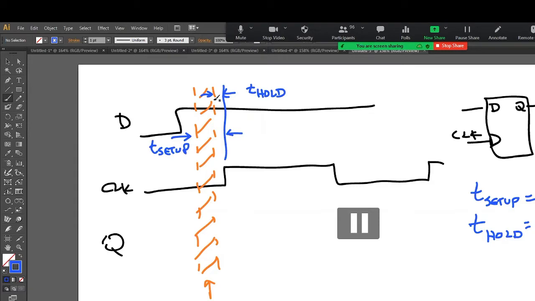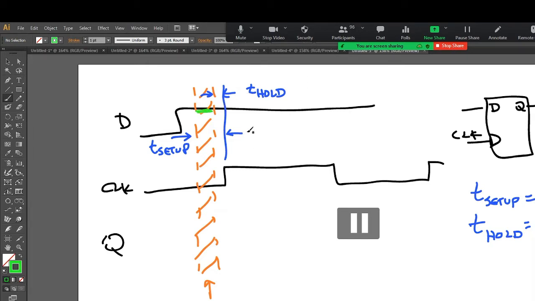So there's some kind of weird things happening with this. What this says is this is a restricted region. So I don't want any change right here in D input, but I could have a change here.